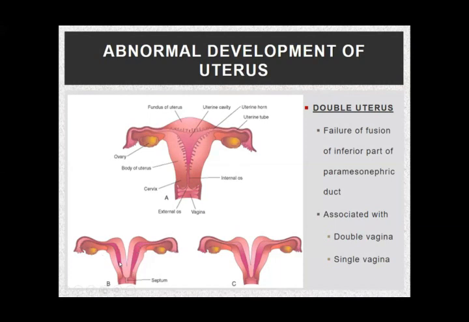And this type of anomaly is associated either with two vagina, two uterus develop, and each uterus has its own vagina. या फिर ये हो सकता है two uterus developing because of non-fusion of caudal part of paramesonephric duct, and these two uterus they open into a common vagina, a single vagina. ये देख लीजिए. ठीक है.